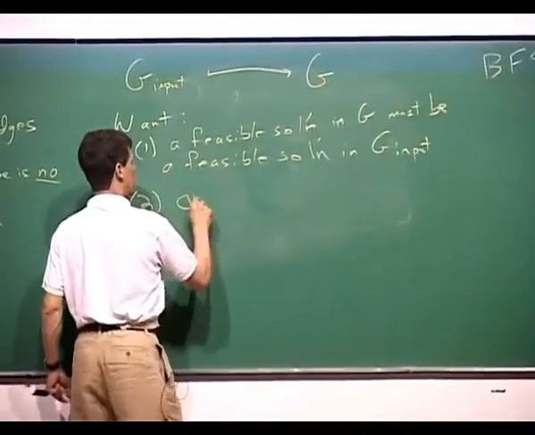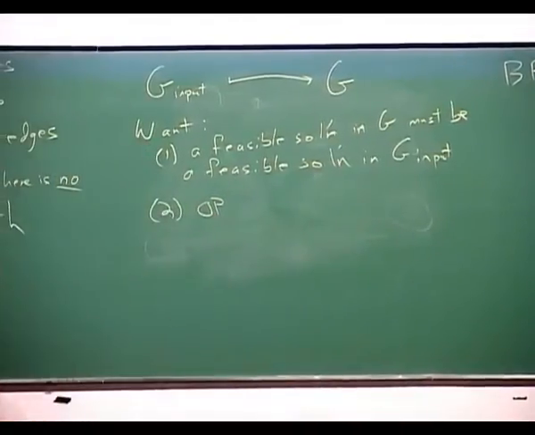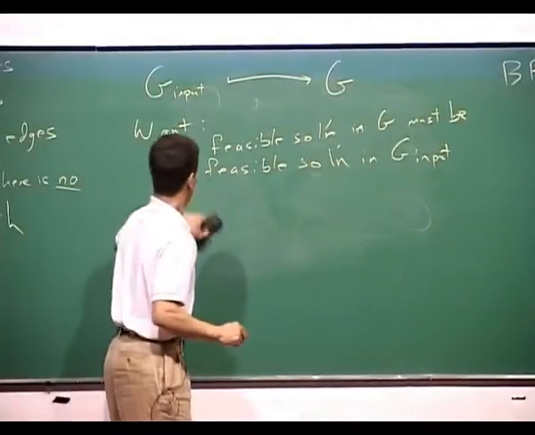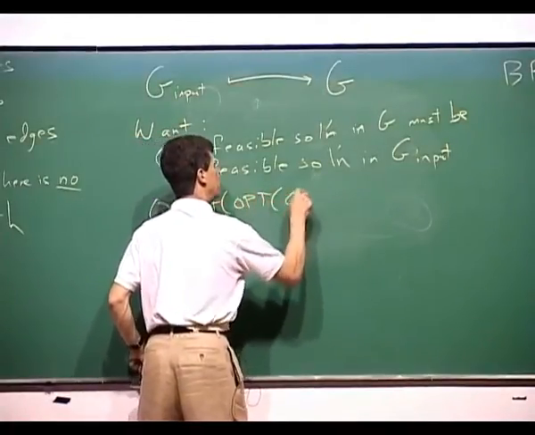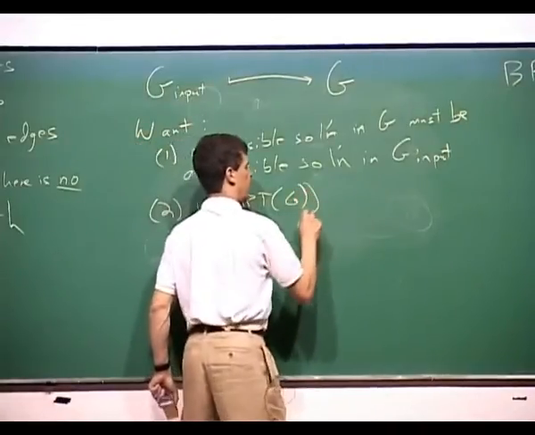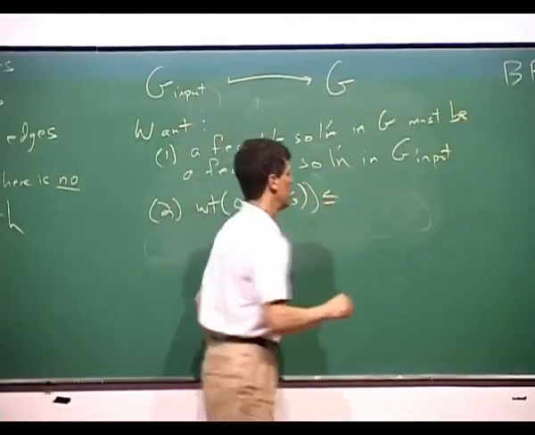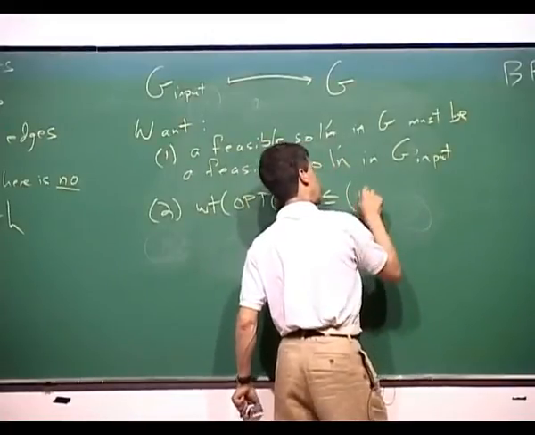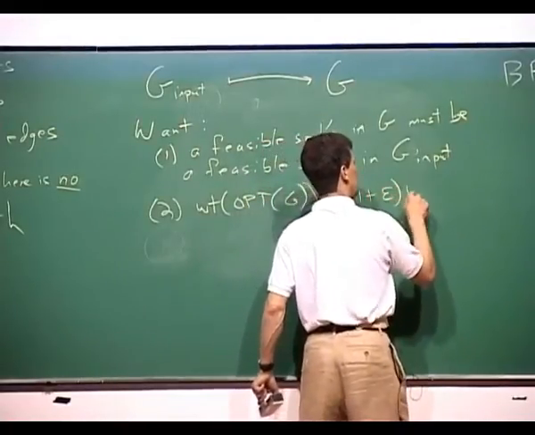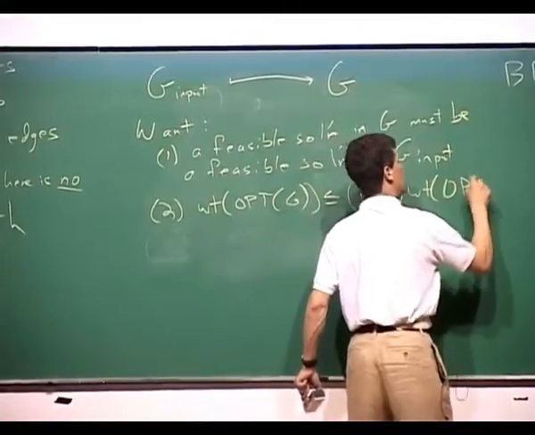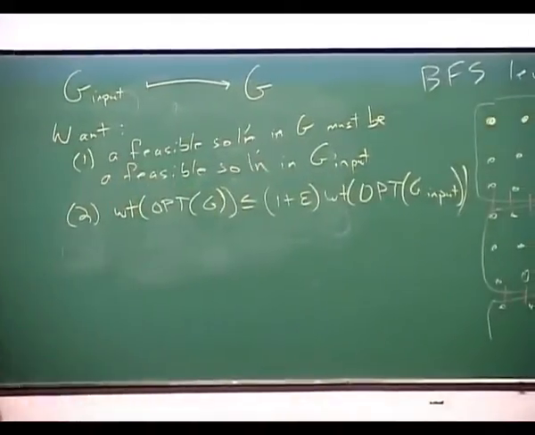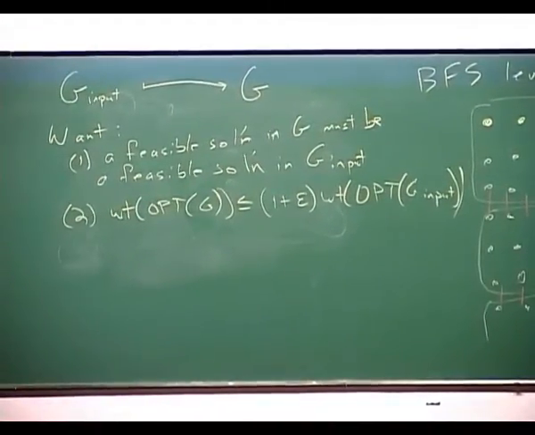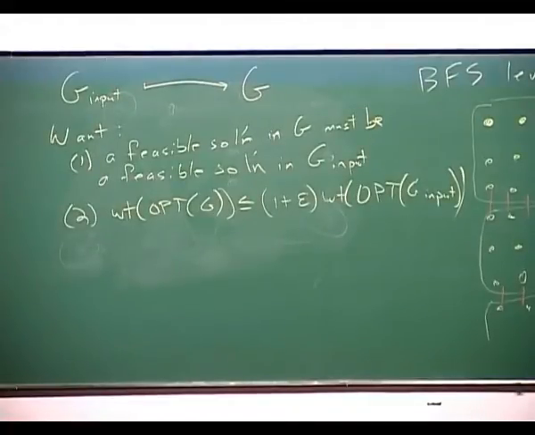So we need that, I'll write it this way: the weight of an optimal solution in G is at most, let's say, 1 plus epsilon times the weight of an optimal solution in the original graph. All right? So whatever this operation is, it had better not increase the weight of this optimal solution by very much. We're going to allow a little bit of slack.